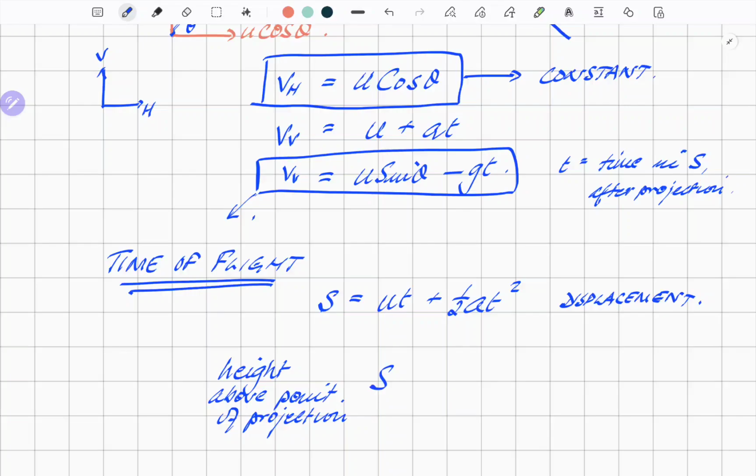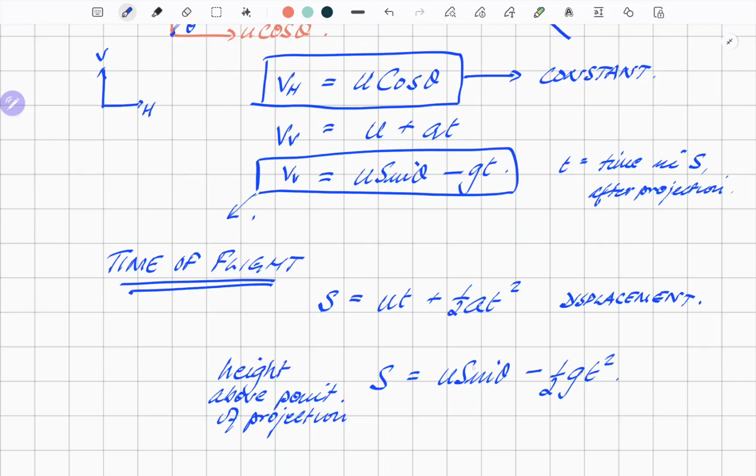So that is what we're using it as. And remember, the initial velocity in this case in the vertical plane is u sin theta. Acceleration was minus g, so it's minus half g t squared. That will always give you, after t seconds from projection, the height above or below, whatever it might be.